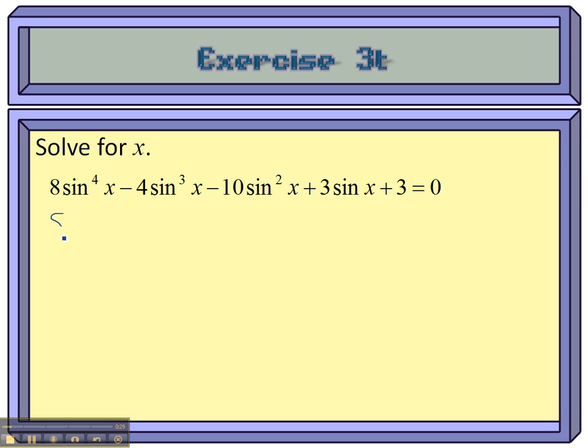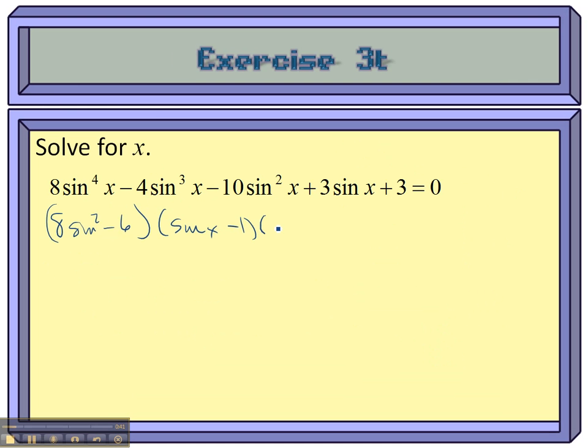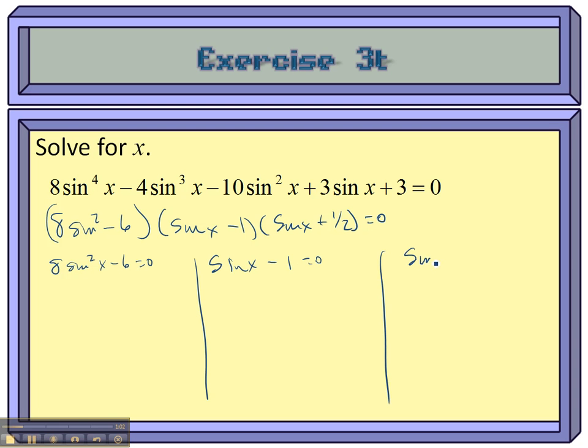So this should be 8 sine squared x minus 6, times sine x minus 1, times sine x plus a half, all equal to 0. So now we have 3 of these things to set equal to 0. First one, 8 sine squared x minus 6 equals 0. Draw a line. Sine x minus 1 equals 0. And then one more. Sine x plus a half equals 0.